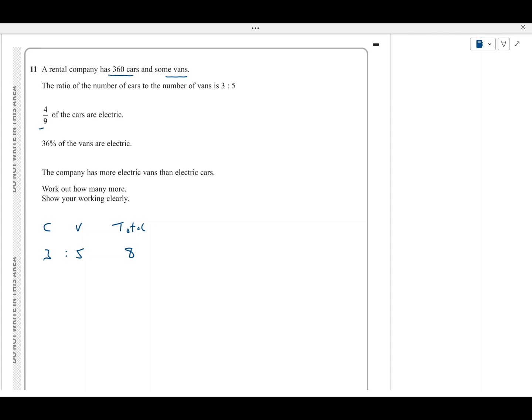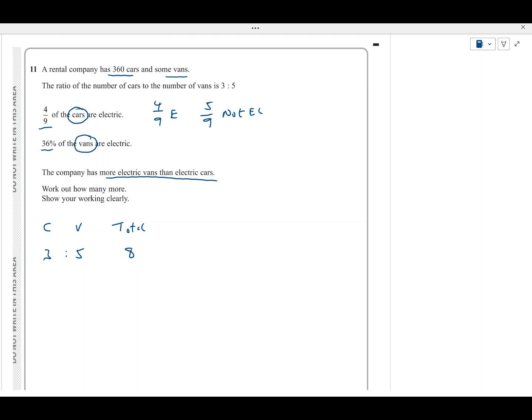Oh, here we go, look. 4/9 of the cars are electric. So this is the cars. 4/9 are electric. 5/9 are not electric. Okay, here we go. 36% of the vans are electric. The company has more electric vans than electric cars. How many more?